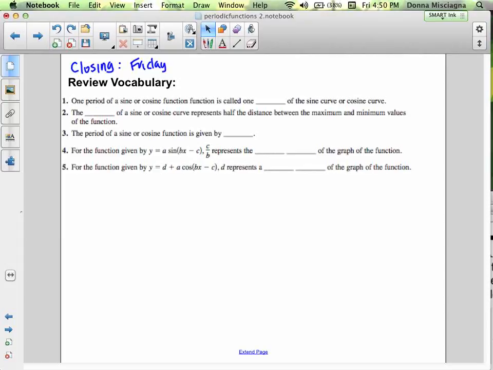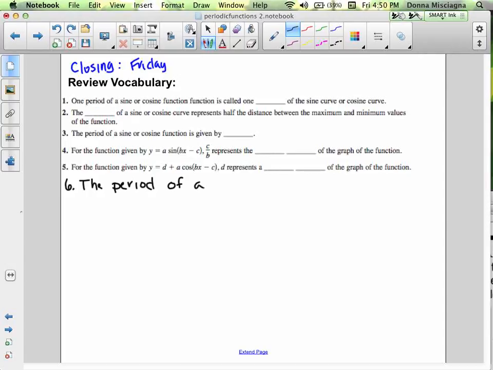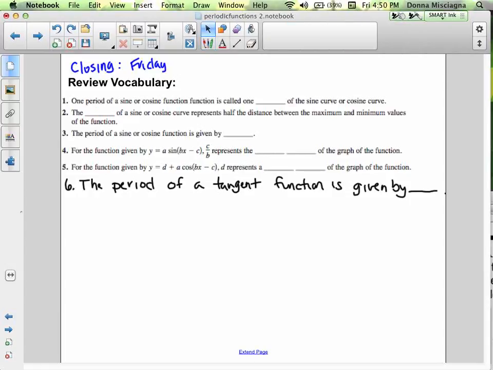And actually, I'm going to give you question 6. It's a bonus question. All right, so as we talked about tangent, the period of a tangent function is given by blank. So tell me how to find that one. Remember, we just went over how it's a little bit different.